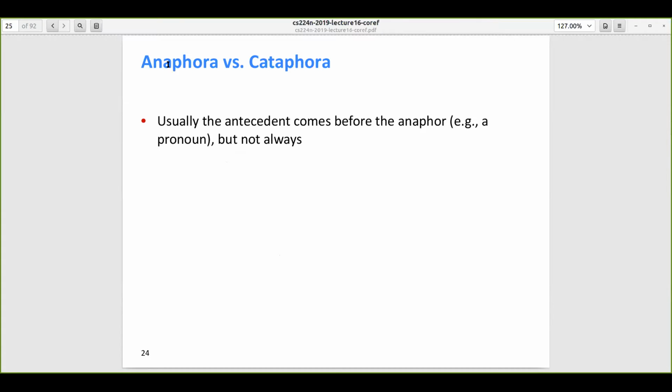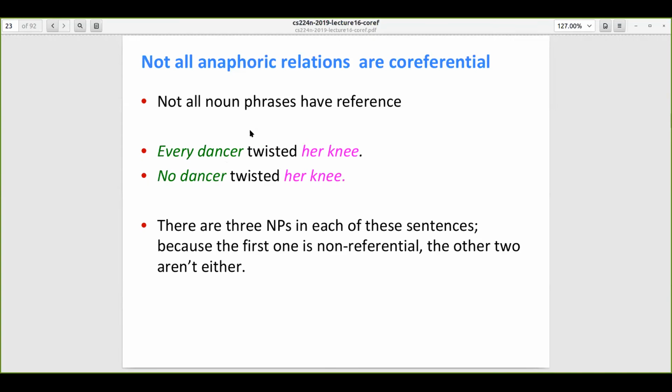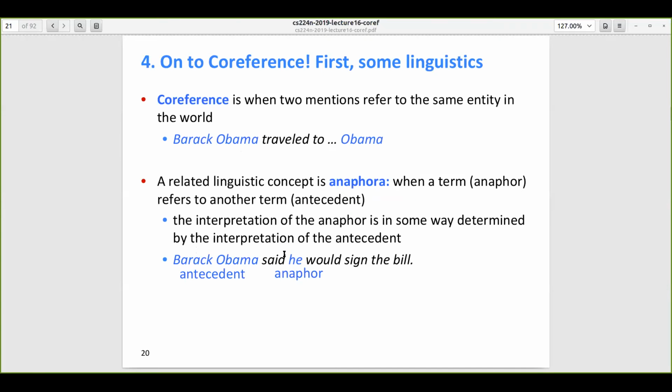So that's about anaphora. What about cataphora? In the previous example, we have seen that Barack Obama said he would sign the bill. Here the anaphora is something that comes next. We have the entity, Barack Obama, and later on, to refer to Barack Obama, the pronoun he is being used. So when the antecedent comes first and the anaphora follows, that's one way.